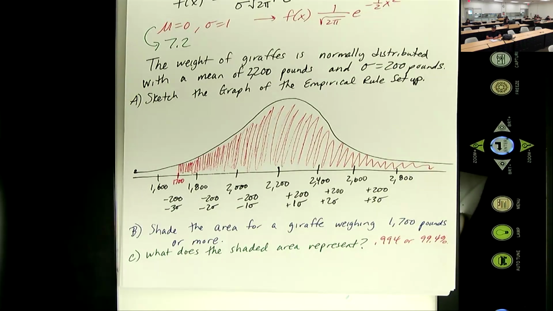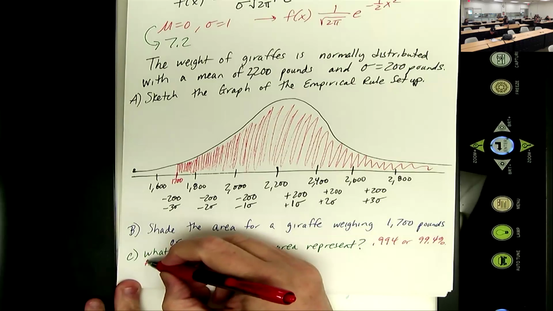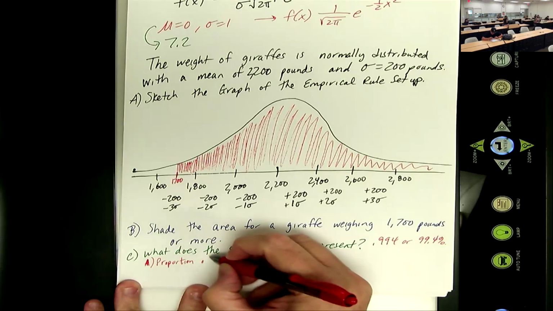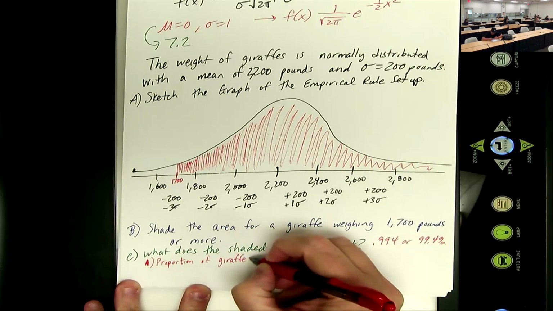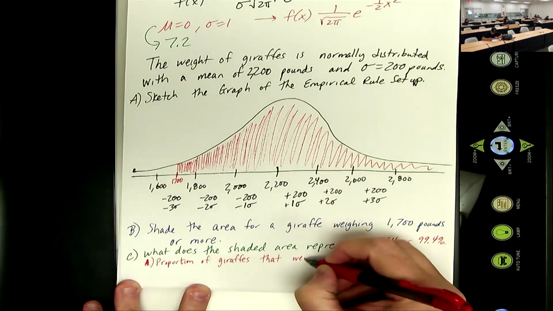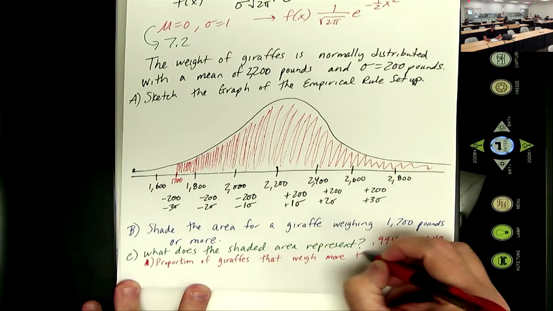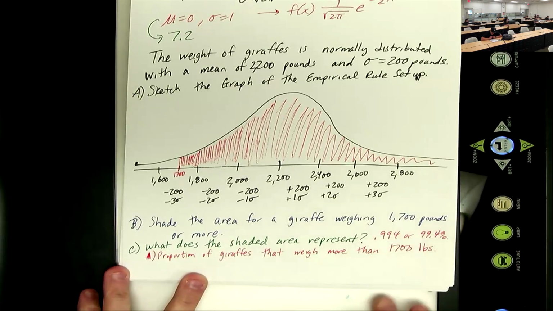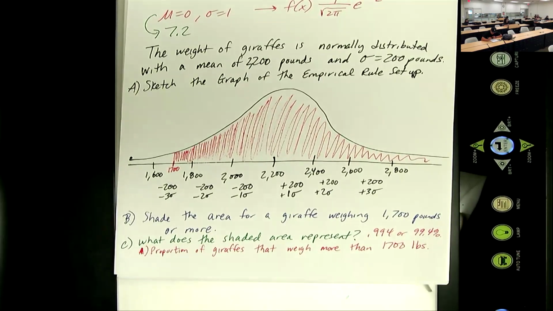So what does that shaded area represent? It's the proportion of the population, the proportion of giraffes that weigh more than 1,700 pounds. Use lbs for pounds. That's its abbreviation.